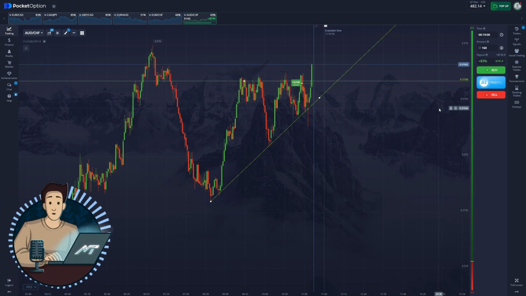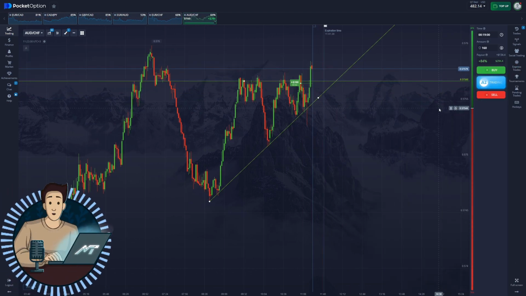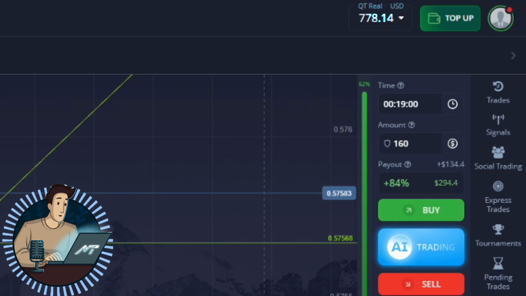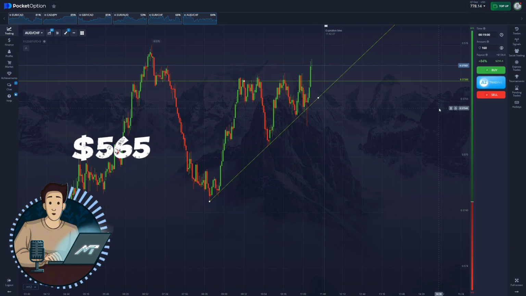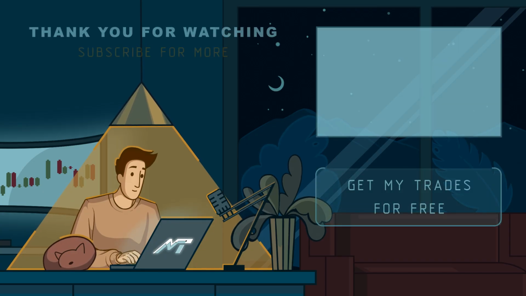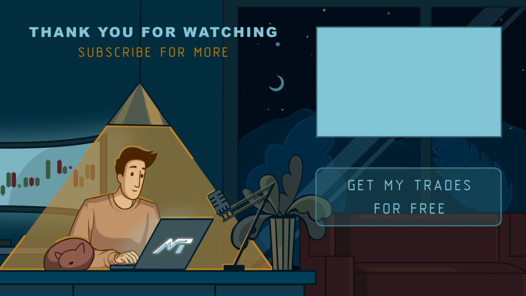Now, we wait for the position to close and lock in profits on the third trade of the triplet. And look at that. We just raised our balance to $778. Today's session brought in $213 in profit, proving once again that with the right approach, you can consistently raise your deposit.